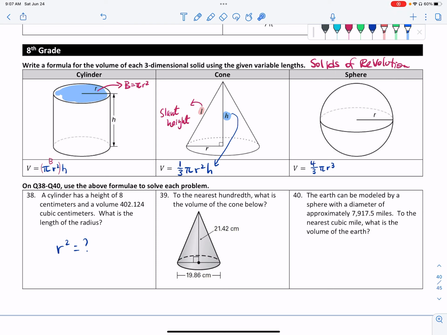I think something similar happens on number 40. The Earth can be modeled by a sphere with a diameter, there it is again, diameter of approximately 7,917.5 miles. I measured that myself. To the nearest cubic mile, so we're going to round this to a whole number. What is the volume of the Earth? So very similar over here. The actual formula needs the radius, but you're given the diameter, so you'll have to do a little bit of something to it in order to find its volume.